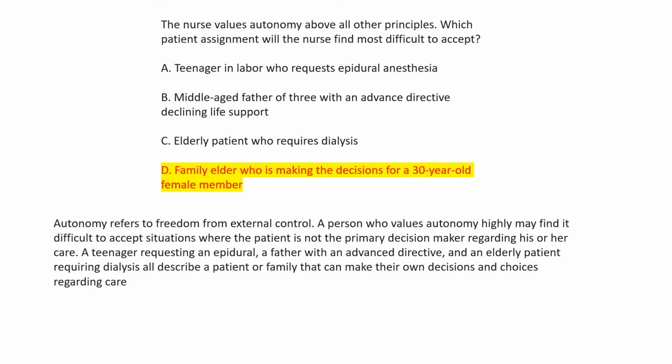Answer D. Family elder who is making the decisions for a 30-year-old female member. Autonomy refers to freedom from external control. A person who values autonomy highly may find it difficult to accept situations where the patient is not the primary decision-maker regarding his or her care. A teenager requesting an epidural, a father with an advance directive, and an elderly patient requiring dialysis all describe a patient or family that can make their own decisions and choices regarding care.